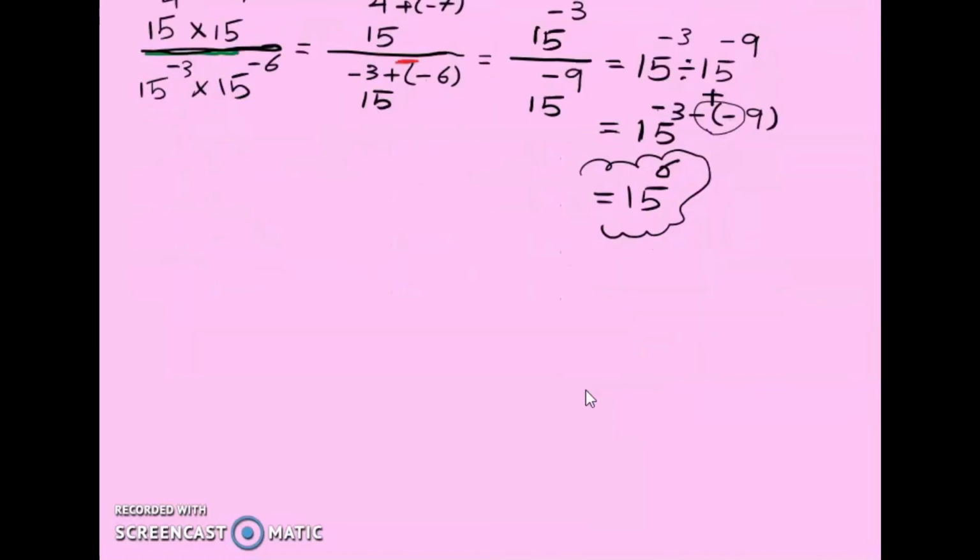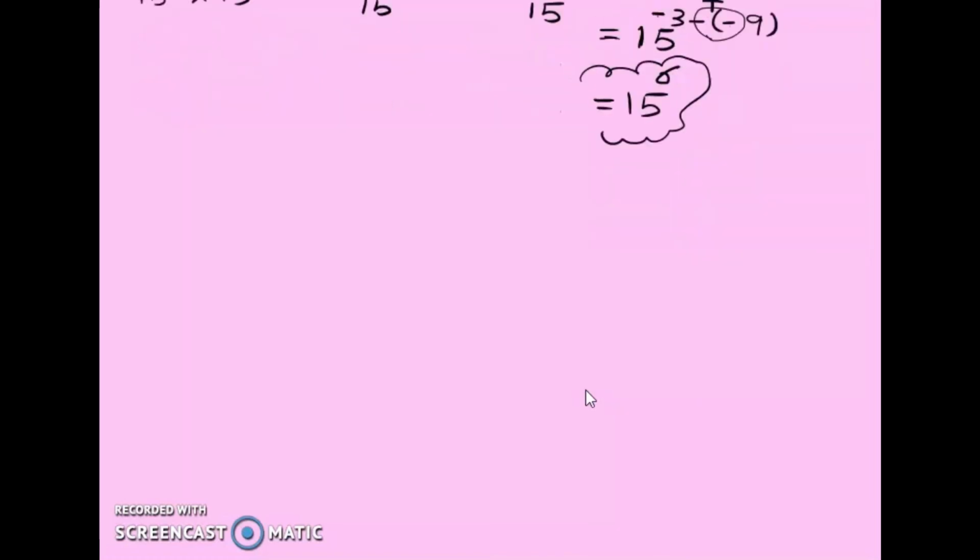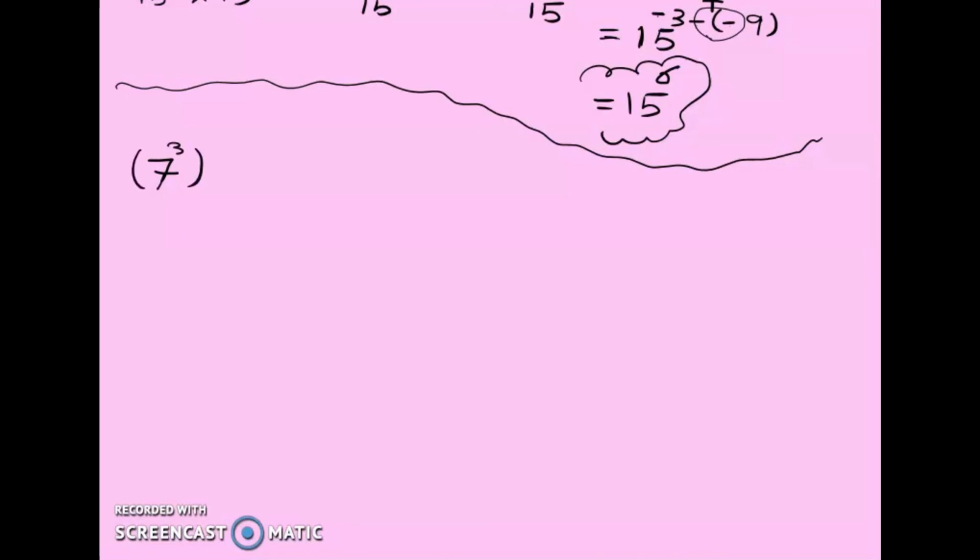Last example for this video. Imagine you are given this question. Simplify this expression and write your solution as a single power. Let's say you are given 7 to the 3 raised to the 4, times 7 to the 2 raised to the 5.